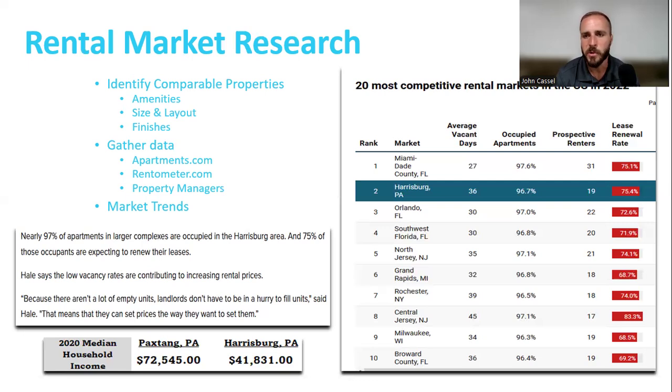Rentometer.com can give you some simple numbers: average, median, standard deviation of rents, what the high ones are going for in the unit or in the area, what the low ones are going for, and then even have some rental listings. So that's a good tool to use.